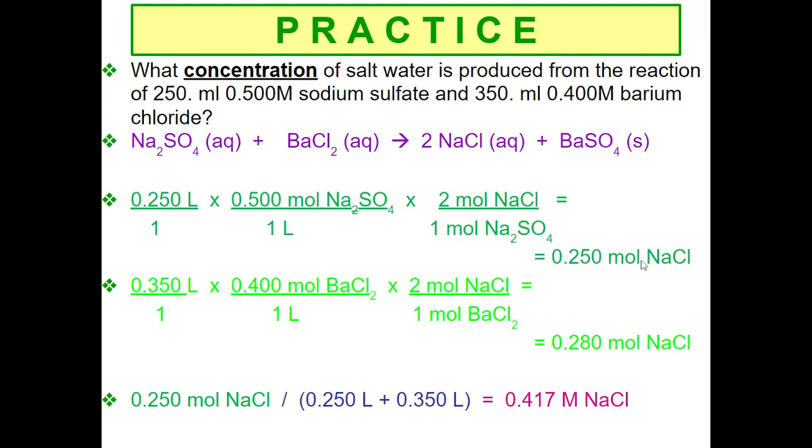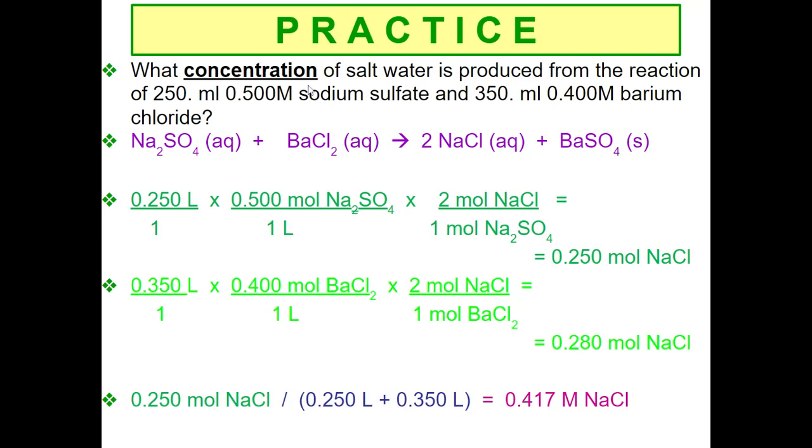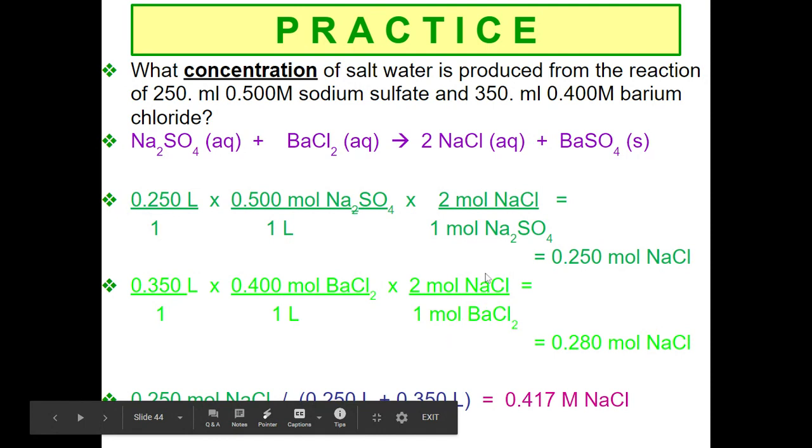So that being stated, we're going to use that as our moles, and we're looking again for concentration. So since we're looking for concentration and we're putting two liquids together, we're looking for the total volume of the solution. So we have 250 mLs and 350 mLs. We need to add them up to get our total value for volume. Again, we need volume in liters, so that's why down here you see that they're converted. And I'm going to divide those, so our moles by our liters, and get an answer of 0.417 molar NaCl.